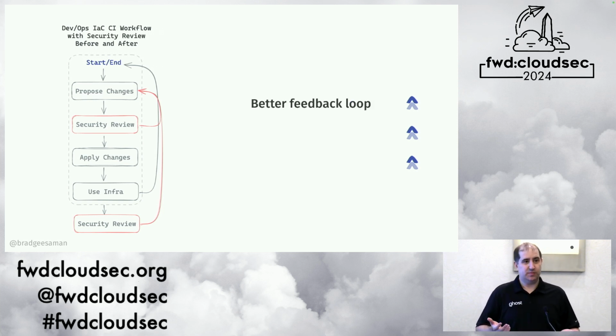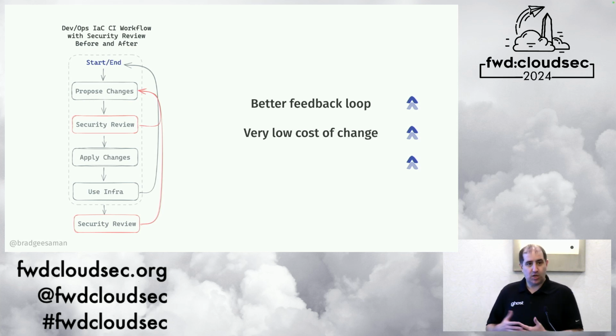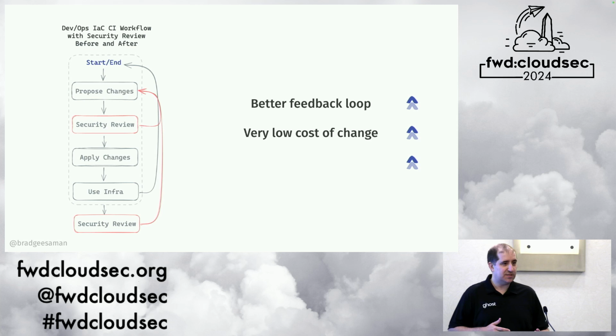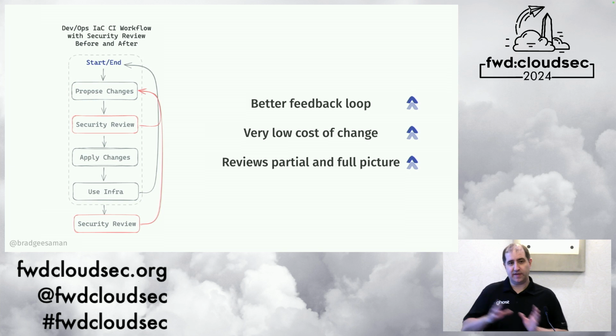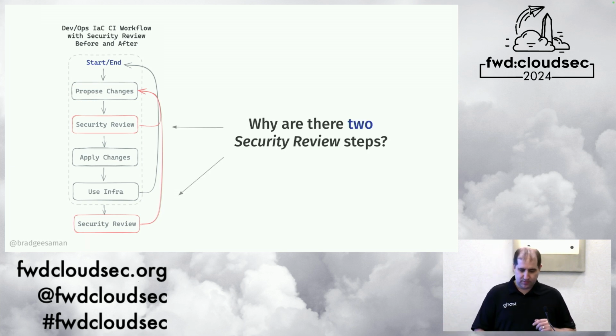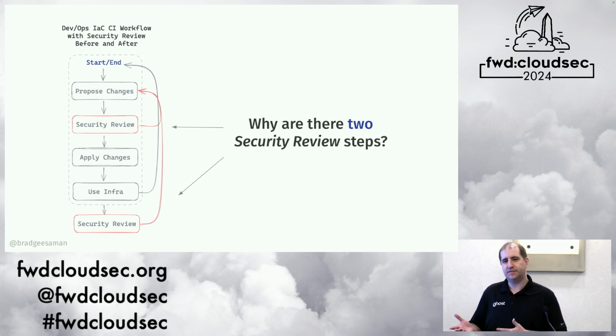So it's a better feedback loop. Right? The PR doesn't merge, it doesn't get approved unless it passes some sort of standard check. So that's starting the muscle memory of that pattern, right? And it's the lowest point of the cost of the change because it hasn't been applied yet. And it actually is able to review partial and the full picture. I'll explain why that bothers me, right? Why do we still have 2 review steps? Why do we still need them?